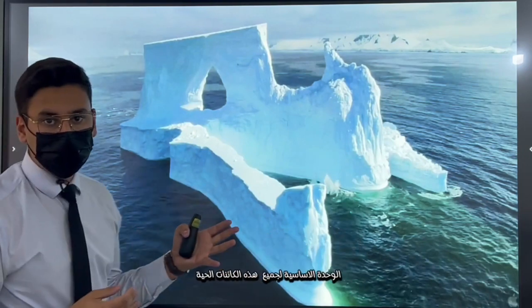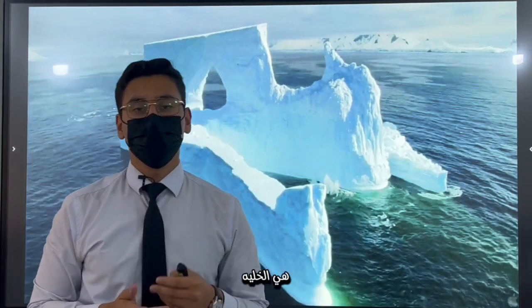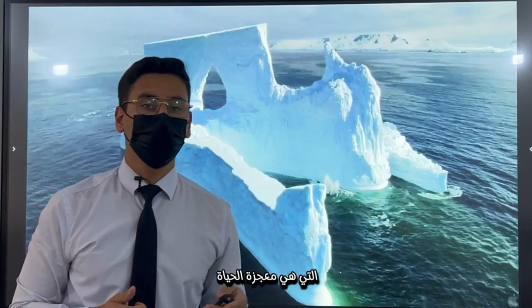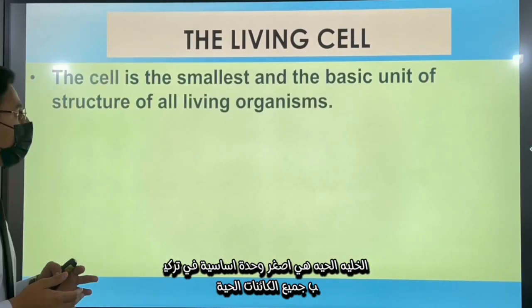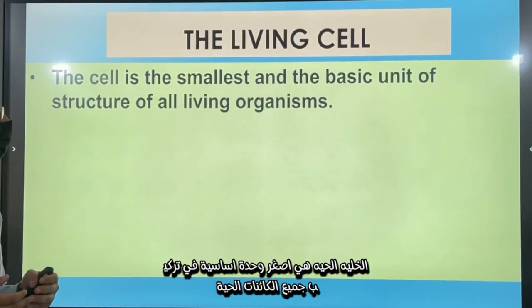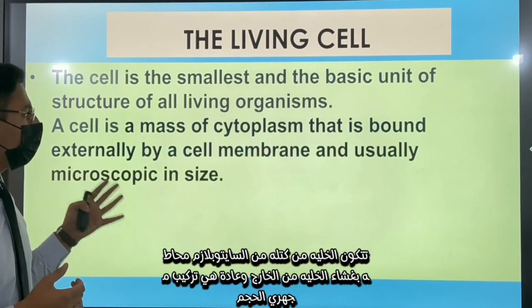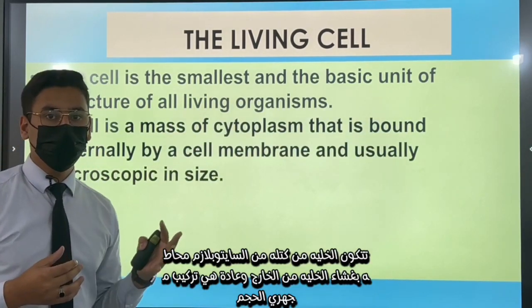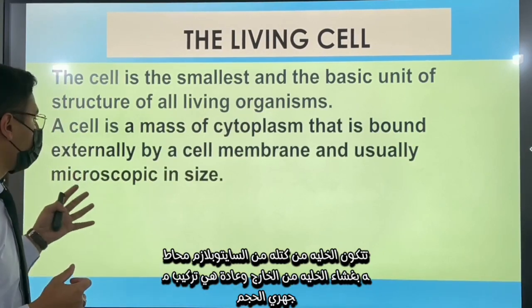The basic unit of the bodies of all these living organisms is the cell, which is the miracle of life. The living cell. The cell is the smallest and the basic structural unit of all living organisms. A cell is a mass of cytoplasm that is bound externally by a cell membrane and is usually microscopic in size.